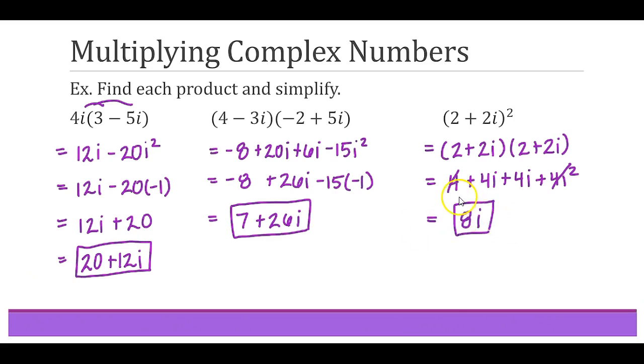So I lost the real part of the complex number, but this would still be considered a complex number. And same thing if I didn't have an imaginary part, just a real part, that would still be considered a complex number.